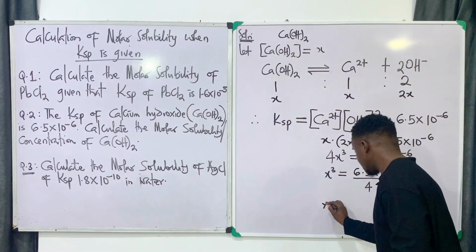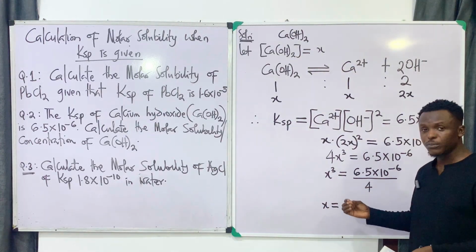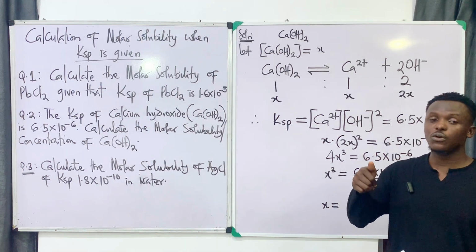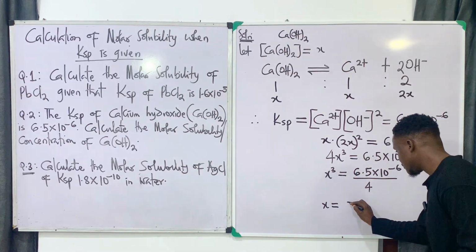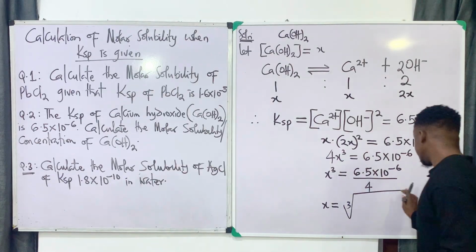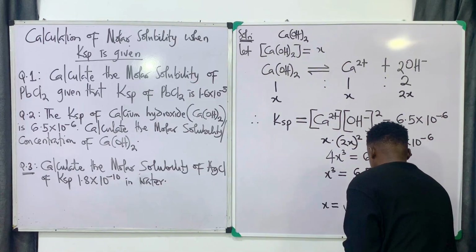So x becomes, if I have x cubed and I want to take the cube root, I'll press shift in my calculator, then go to where I have the square root sign, press the square root. Something like this will come up. So this is 6.